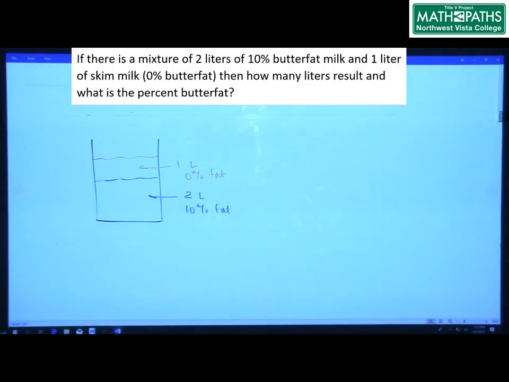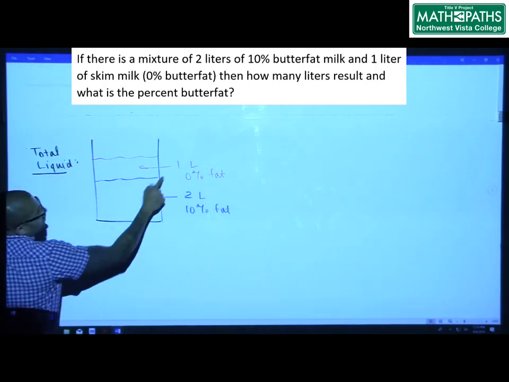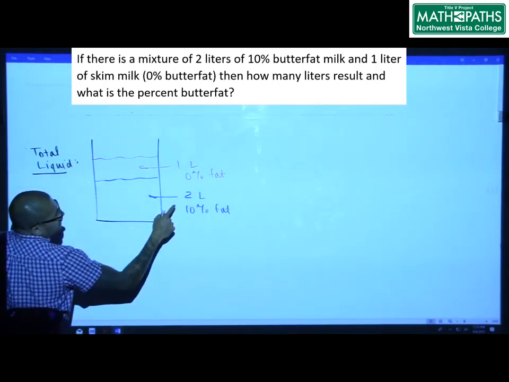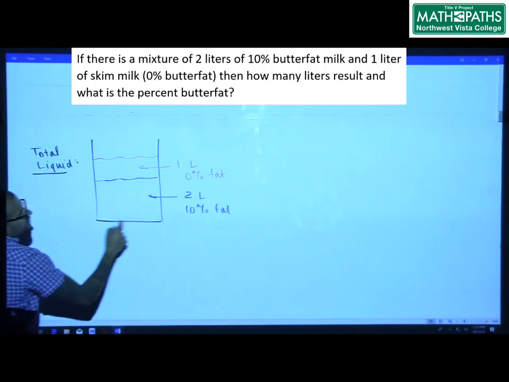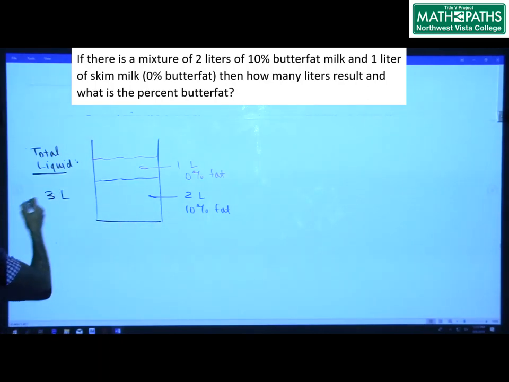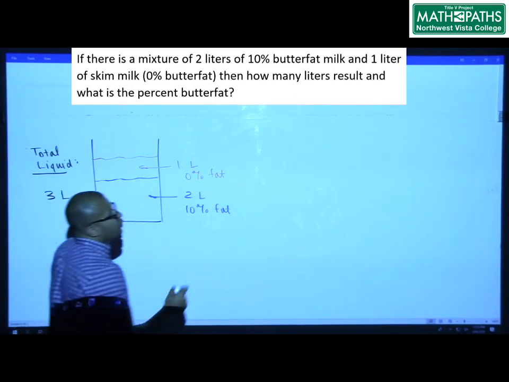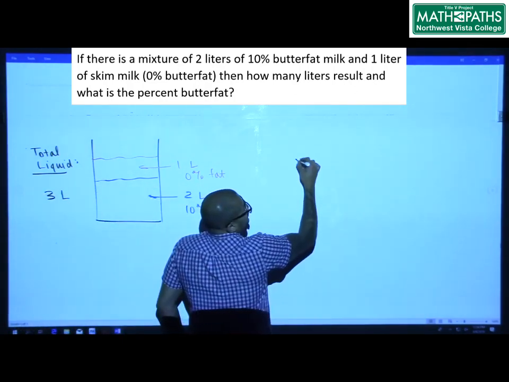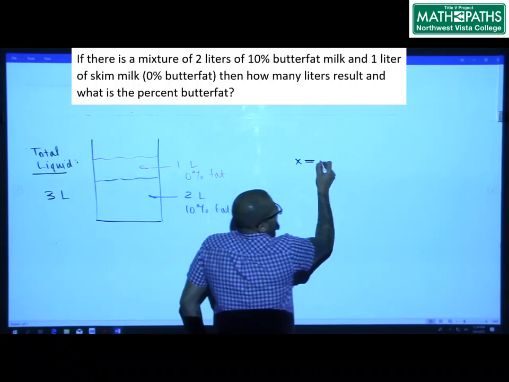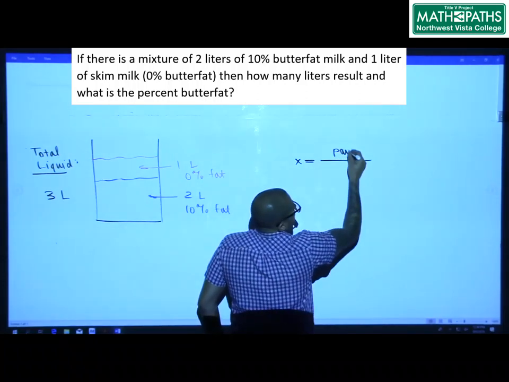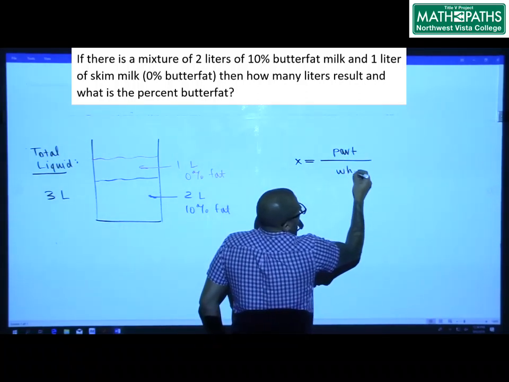So just like the last few examples that we did, we're going to try to figure out the total amount of liquid first. So we're taking our 1 liter of skim milk plus our 2 liters of 10% milk to get a total of 3 liters of liquid. So now, just like before, we're trying to figure out what percent is fat. So to figure out the percent that's fat, we have to take some part and divide it by a whole.